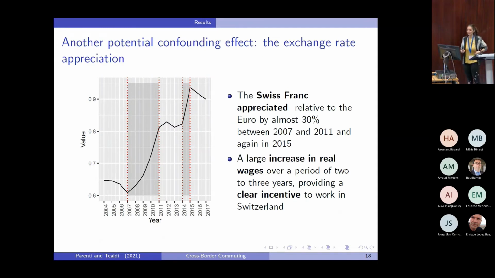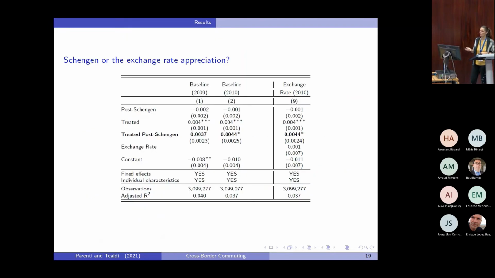Another potential confounding effect in this period is the exchange rate appreciation. In particular, during this period, the Swiss franc appreciated relative to the euro by almost 30% between 2007 and 2011, and again in 2015. Of course, a large increase in real wages over this period provides a clear incentive to go to work in Switzerland. So to rule out this other potential confounding effect, we also control for the exchange rate.